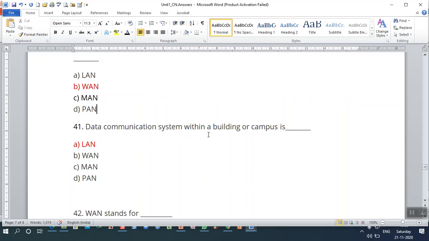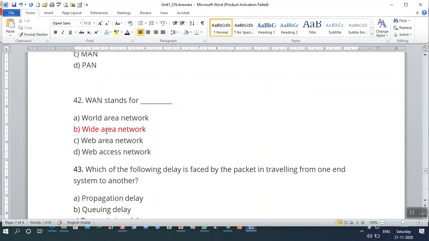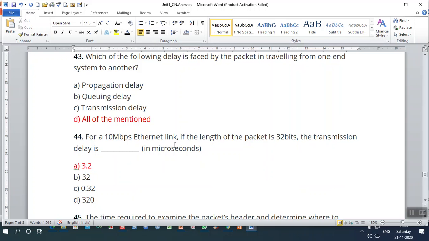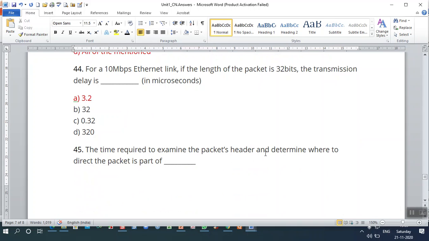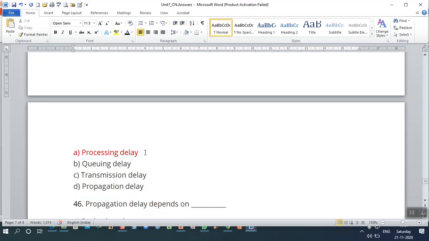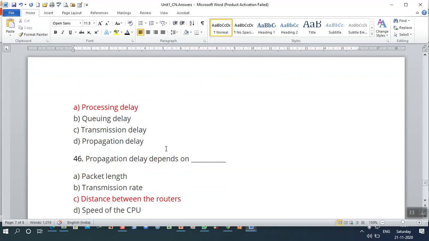A data communication system within a building or campus is called a local area network. WAN stands for wide area network. Which of the following delays is faced by a packet in traveling from one end system to another? All of them: propagation delay, queuing delay, transmission delay. For example, for a 10 Mbps Ethernet link, if the length of the packet is 32 bits, the transmission delay is 3.2 microseconds. And the time required to examine the packet header and determine where to direct the packet is part of processing delay.